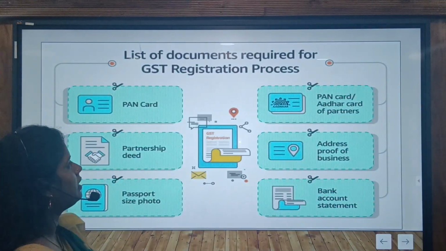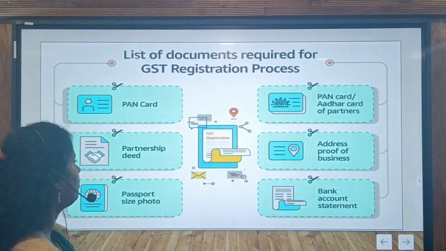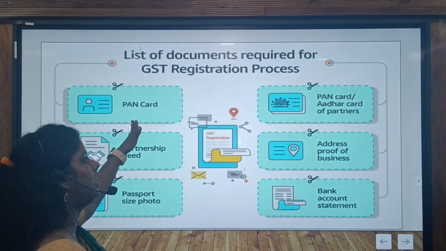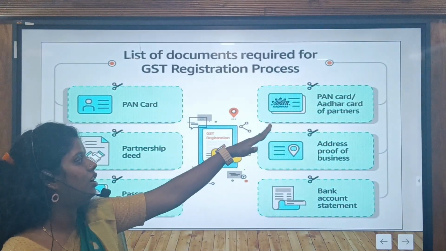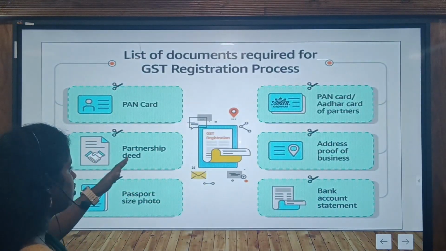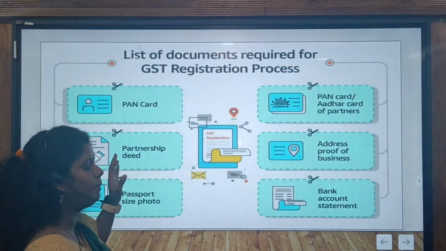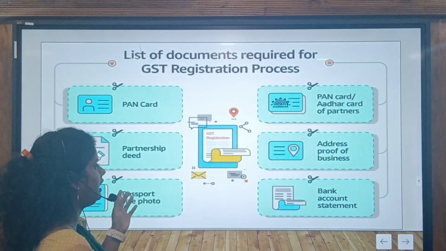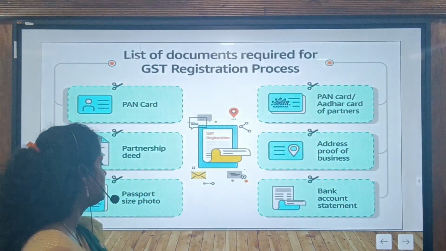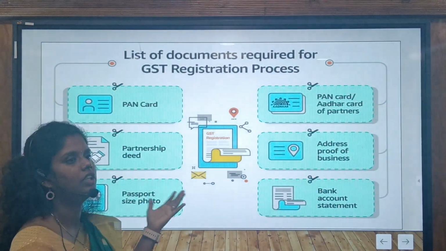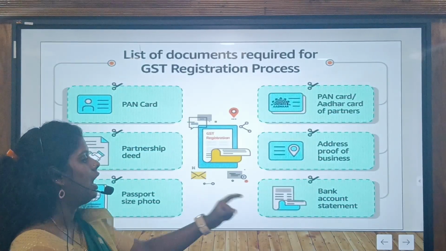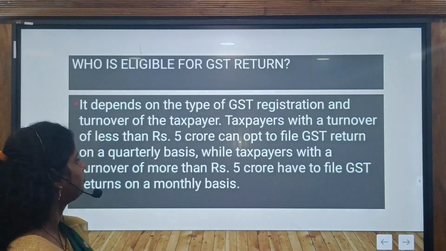So, the list of documents required for the GST registration process. The first one is the PAN card and the Aadhaar card of the partners. If it is a partnership firm, you need the partnership deed, address proof of the business, passport size photos of the partners or the company, and bank account statement.